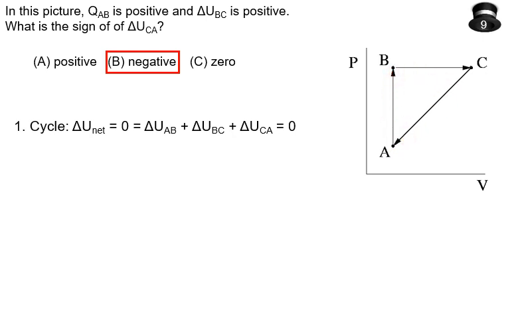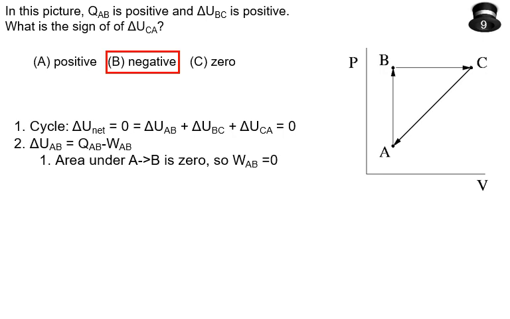Sum those up, that is 0. Okay, and we can use this first law of thermodynamics either for the net work over the whole cycle, or we can use it just for a given step. So the change in internal energy for step A to B is equal to the heat added to the system for step A to B minus the work done by the system for step A to B.